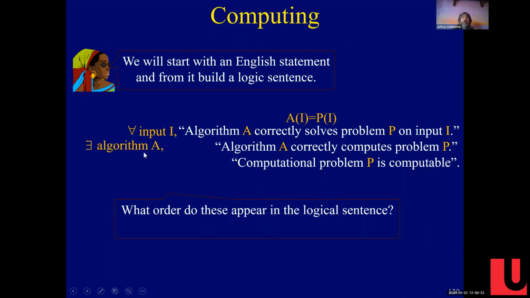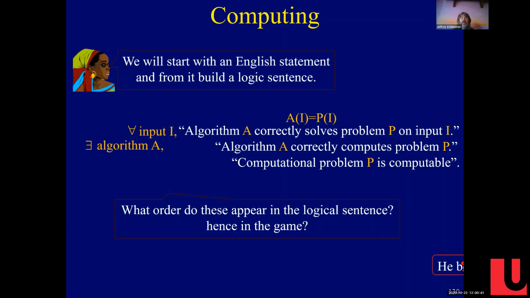Now we've got to think about the order of these things, right? Do we put the exists first? Do we put the for all I first, exists A? Who comes up with what first? Pretend you're in computer science. You go to your boss. Does somebody give you the input first? Or who gives you the input? Who gives you the algorithm, right?